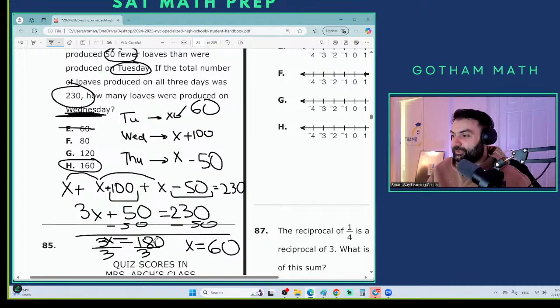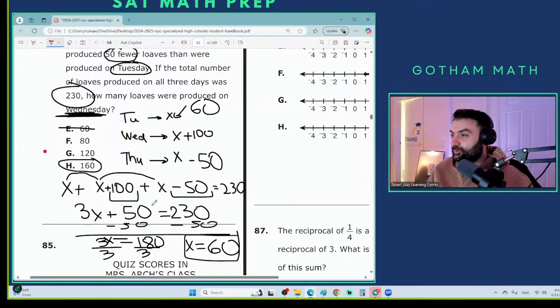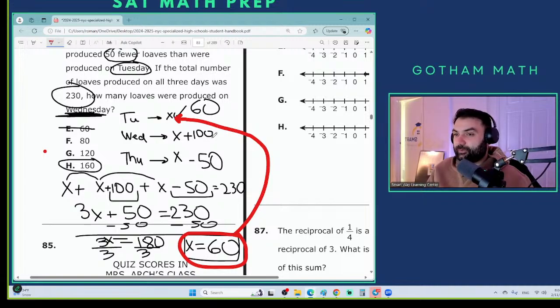230 minus 50 equals 180. I divided 180 by 3. That became 60. But 60 is not Wednesday. 60 is Tuesday, because it's X, and X was Tuesday. Wednesday was X plus 100, which is 60 plus 100. What is 60 plus 100? 160.